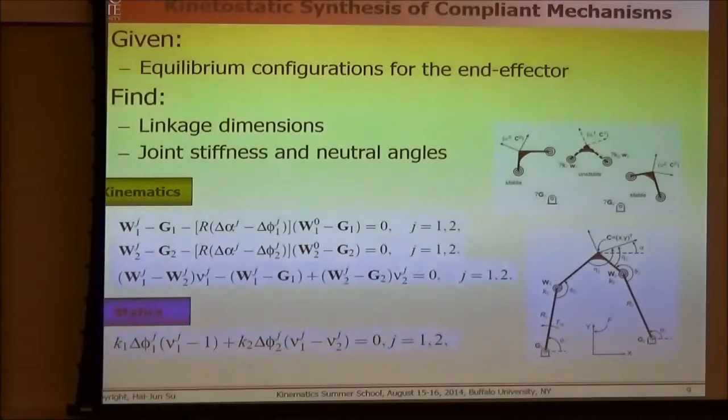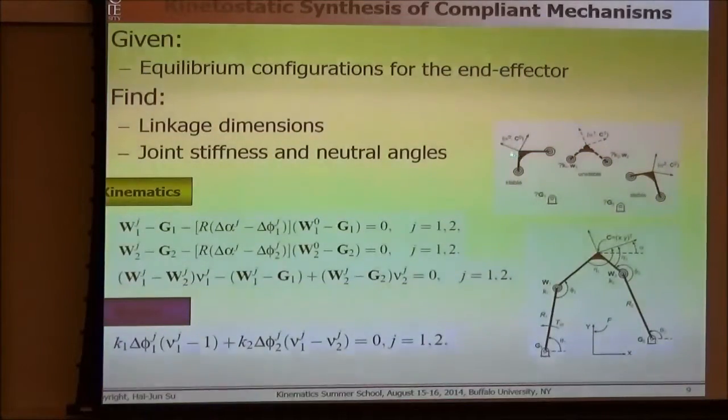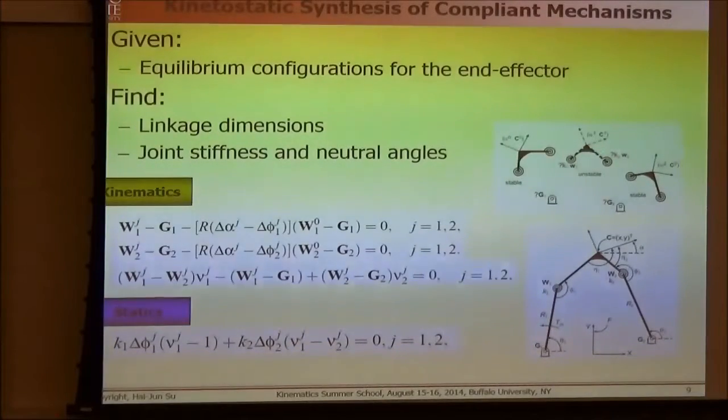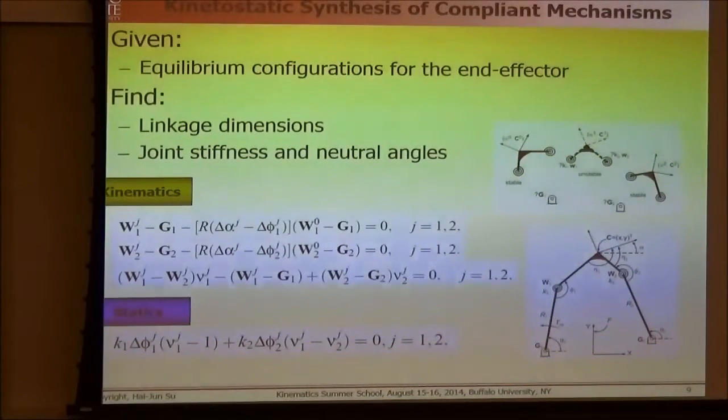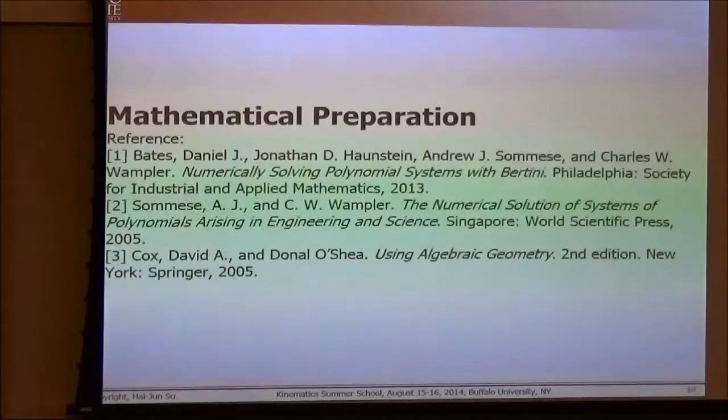So, for instance, you can design a bistable mechanism. This position is a stable position, this is another stable equilibrium, and then you pass through an unstable equilibrium position. And then you can formulate this also in an algebraic or polynomial equation form by doing some tricks. Okay, so that's the problem that we are going to go through.